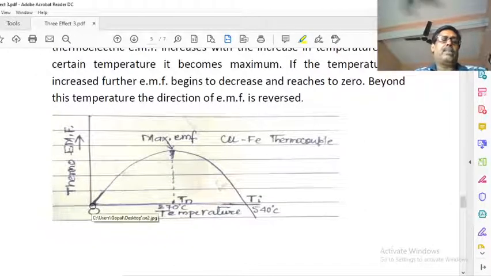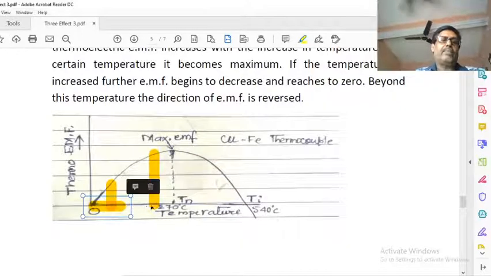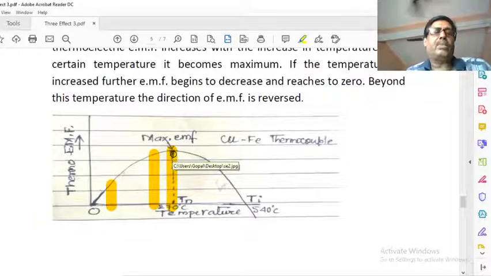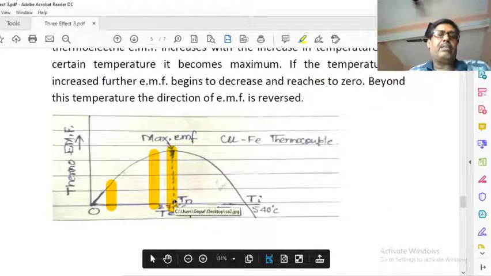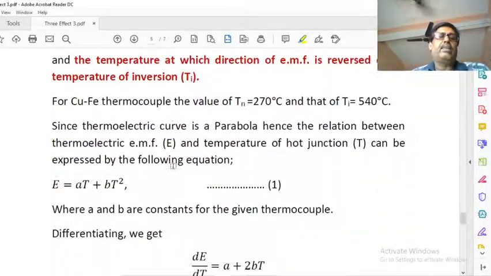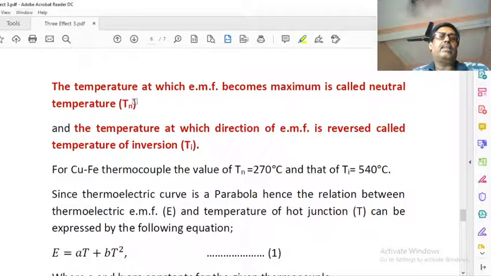From the graph you can see that as the temperature increases, EMF increases. At a certain temperature, the EMF becomes maximum. It means EMF will not increase further with increase in temperature. The temperature at which EMF becomes maximum is known as the neutral temperature. The definition is given here.